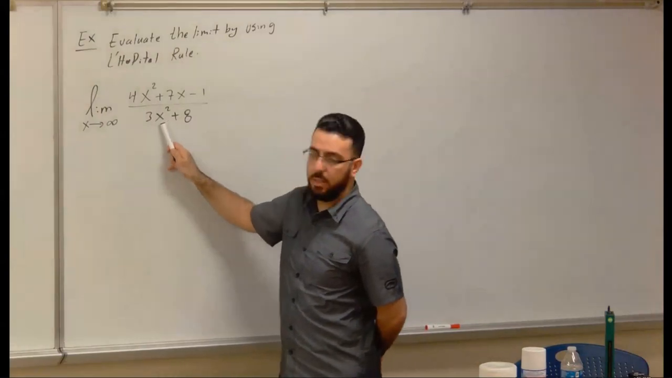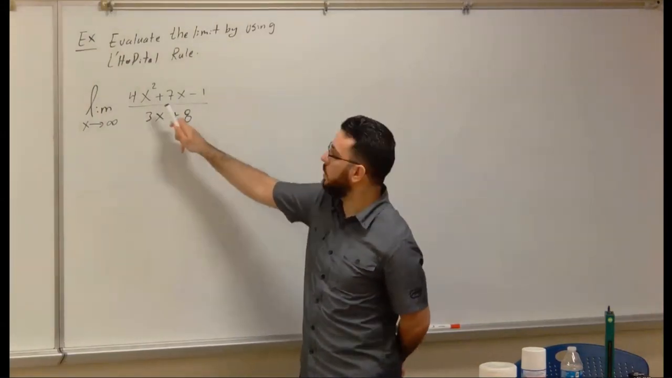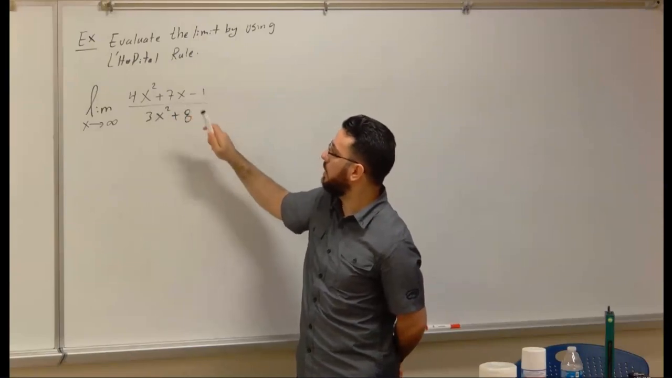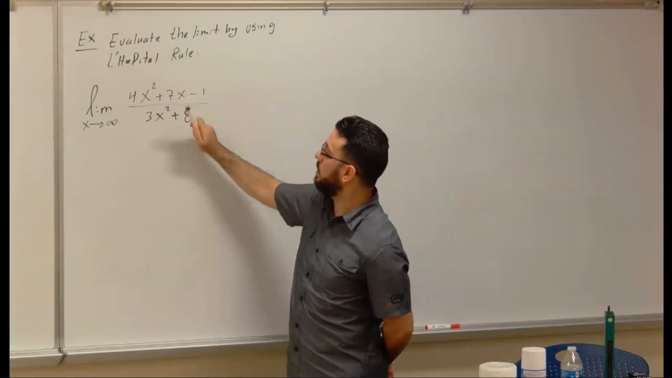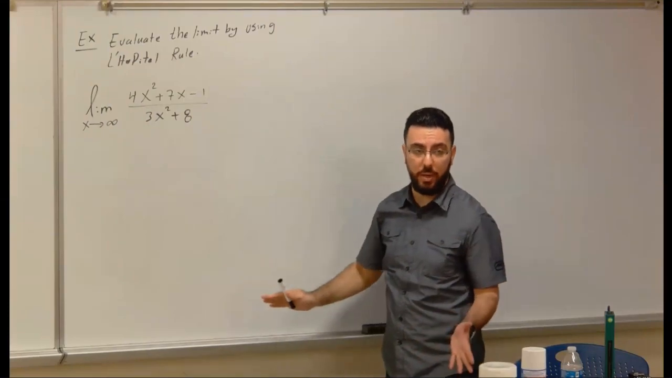Because these are the large exponents, you can go ahead and divide everything by x squared. This one goes to 0, and this goes to 0. So what is left is going to be 4 over 3. This is by a regular way.